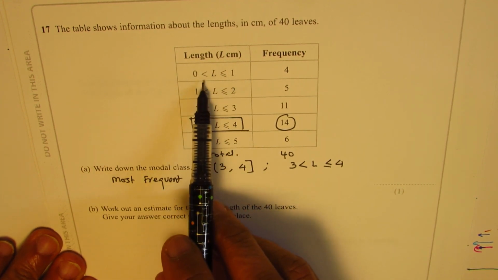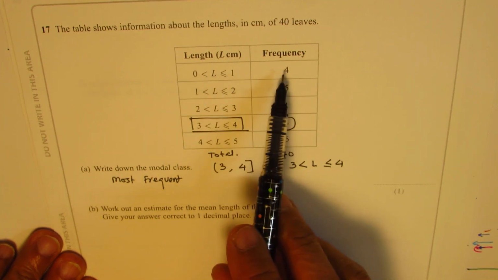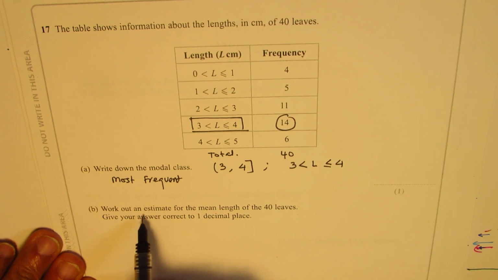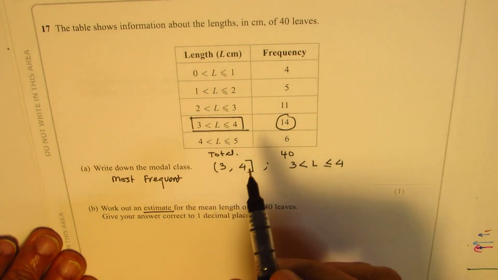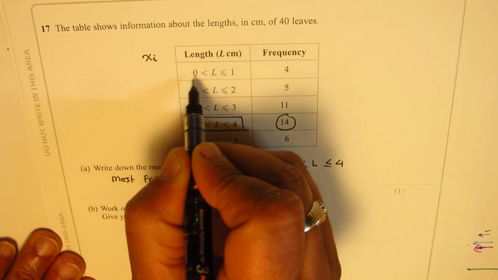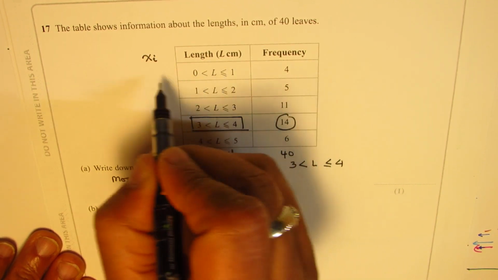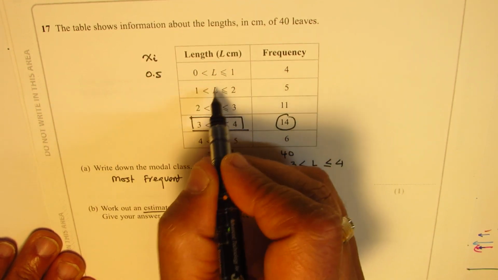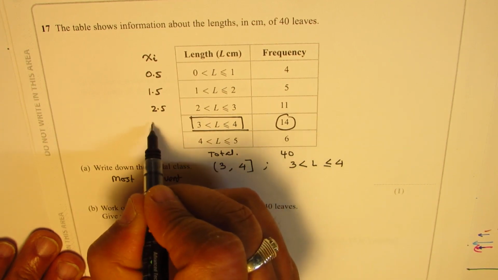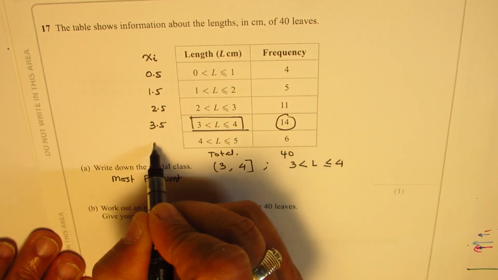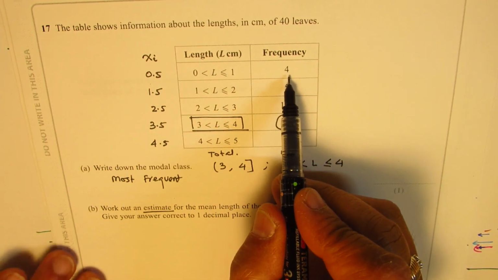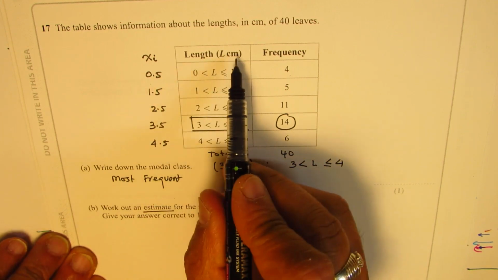Now this is grouped, so we don't know exactly the length for each of the 40 leaves. Therefore, we have this term estimate. So what we do here is we find the center value. I'm writing this as the center value. It'd be 0.5 for the first one, 1.5, 2.5, the middle values, 3.5, and then 4.5. Now we'll assume that all leaves in a class have the center length.